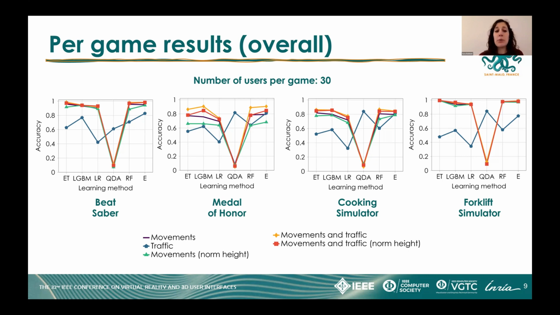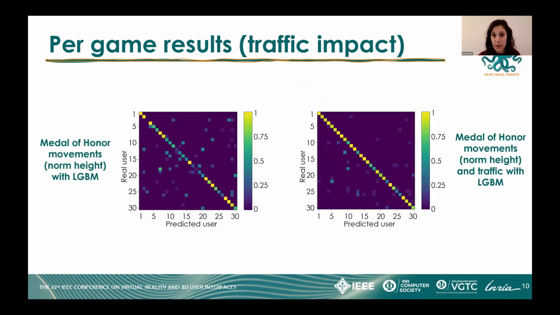In addition, if we look at the traffic, we can see that we have lower performance with respect to the movements, but we can see that we still achieve an accuracy above the 80% for all games. In addition to that, we can see also that our method is actually robust with respect to the normalization, with respect to the age information.